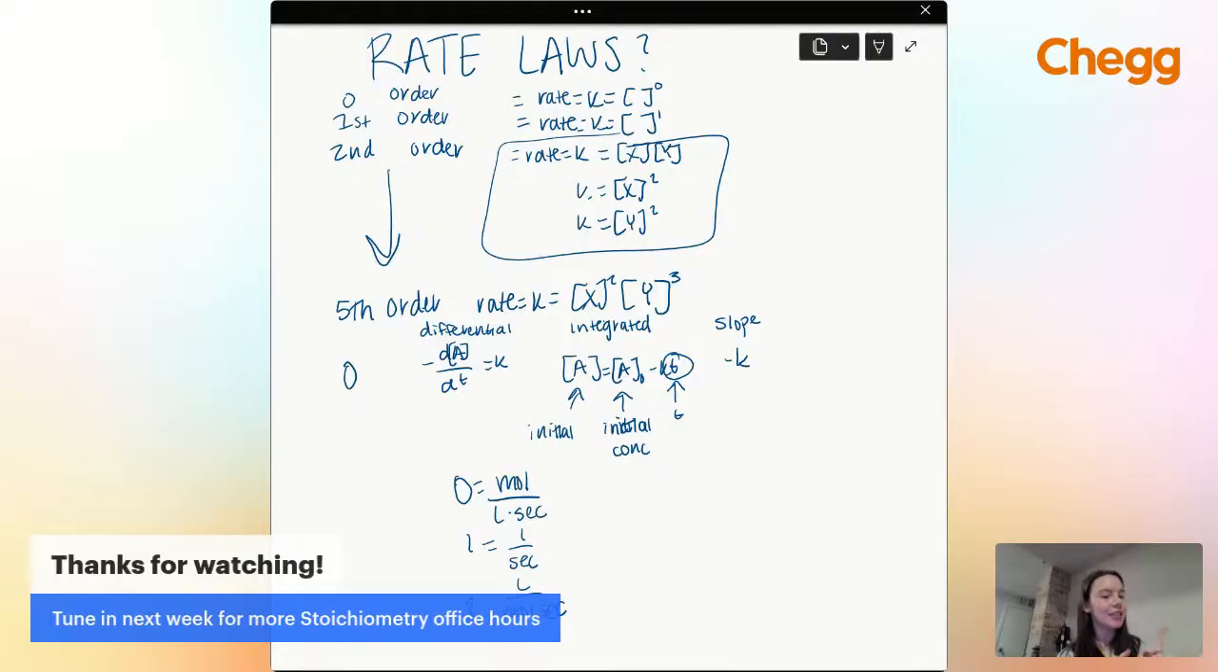Next week, I will definitely have some rate law questions for us so that we can kind of understand all this conceptual math that we just went through.